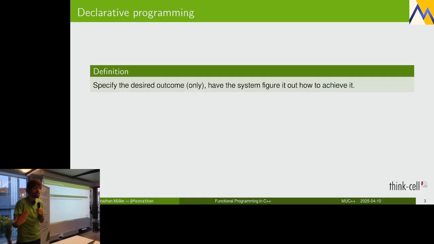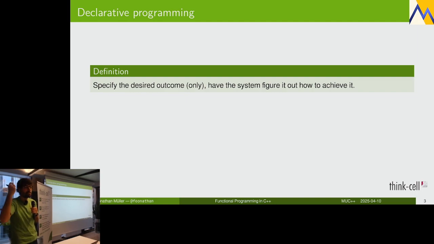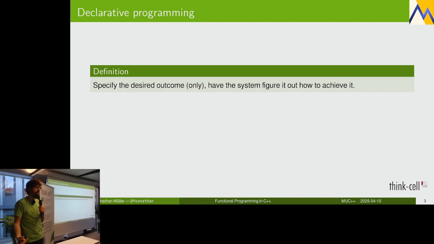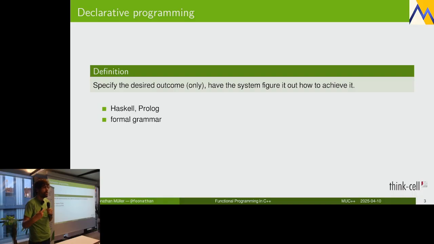In contrast, we have declarative programming. In declarative programming, you specify only the outcome, only what you want. Then there is some sort of smart system that figures out how to achieve this outcome. This is how Haskell or Prolog work, for example, for programming languages. This is also how formal grammar works.